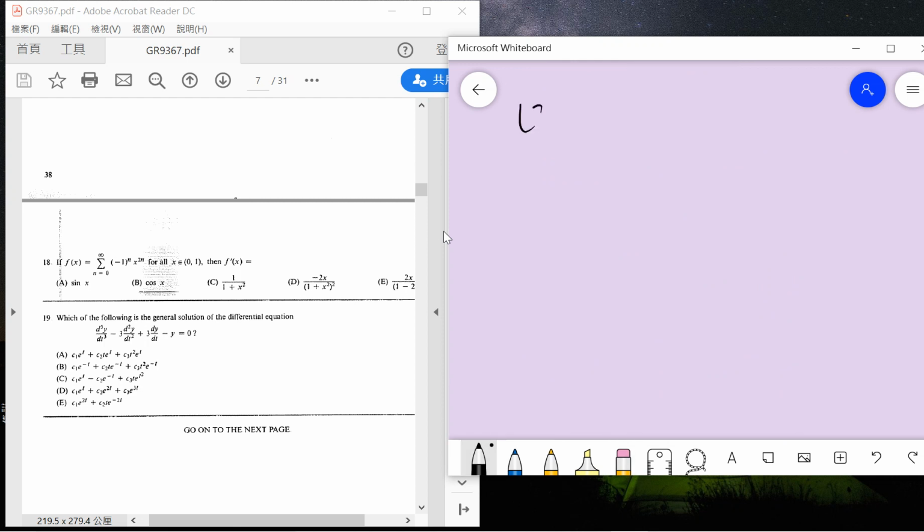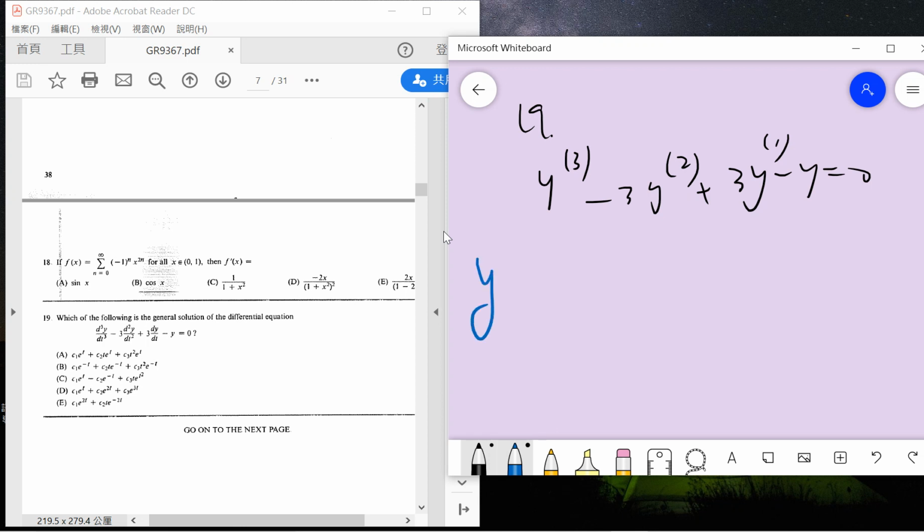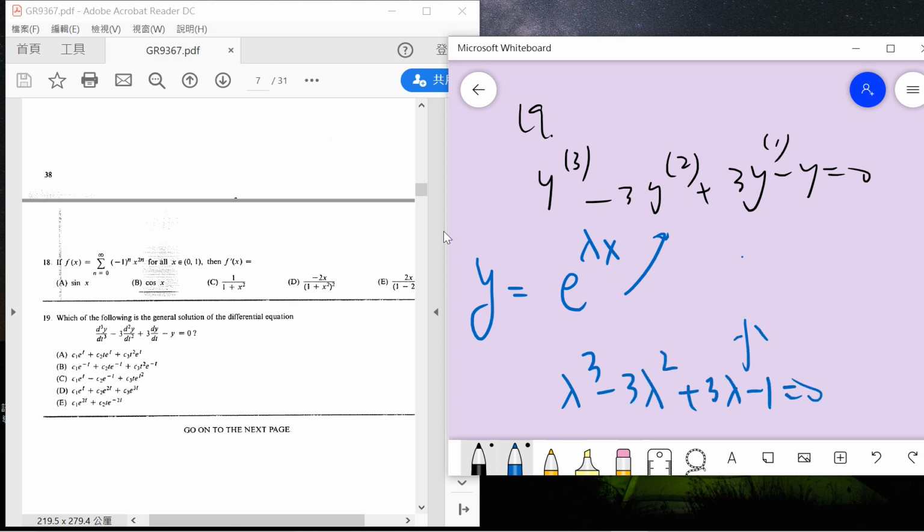Okay, 19. So 19 is an ordinary differential equation. Basically, you compute y triple prime minus 3y double prime plus 3y prime minus y equals 0. The standard technique is to let y be exponential lambda x, and plug it in. You get lambda cubed minus 3 lambda squared plus 3 lambda minus 1. This tells you that lambda minus 1 cubed is 0. So lambda is 1.